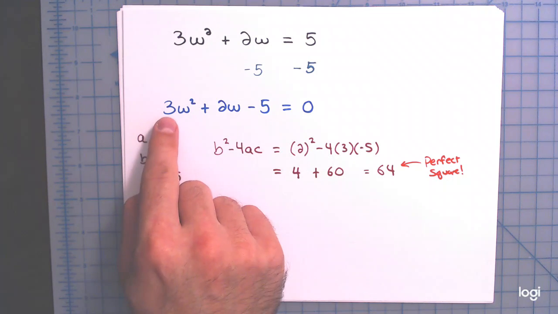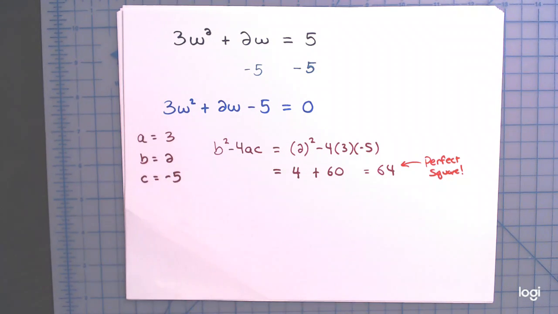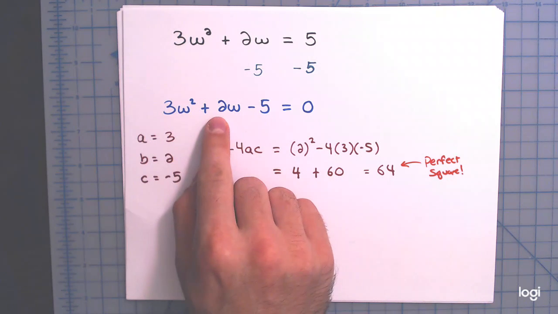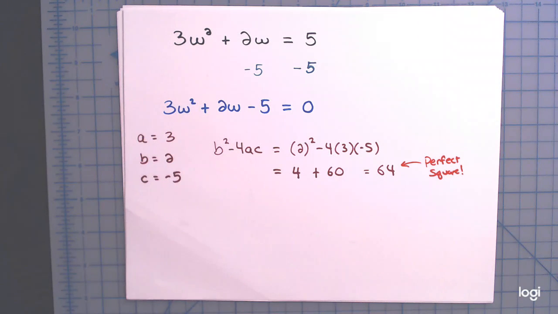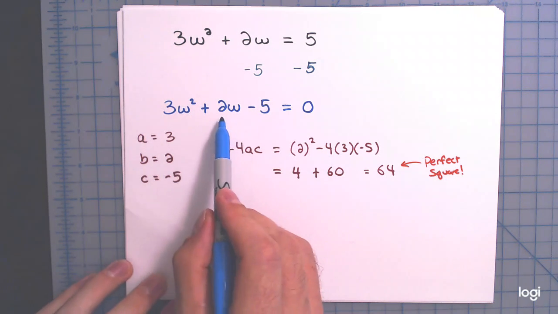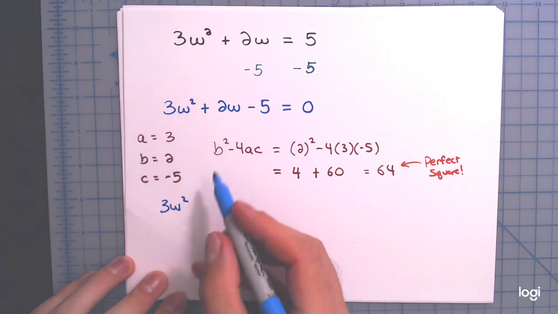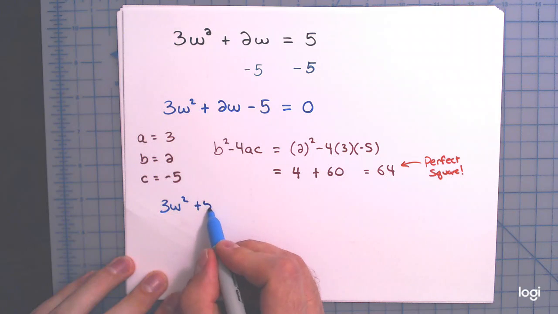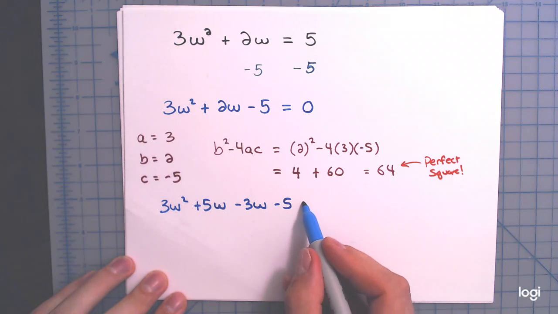Or remember, I take the lead coefficient 3 times the constant term, the last coefficient, negative 5. 3 times negative 5 is negative 15. And then you think of factors of negative 15 that would have a sum of positive 2, the middle term, the b. And that would be positive 5 and negative 3. Then I would rewrite that middle term like this. We'd have 3w squared, plus 5w, minus 3w, and then you have the minus 5 equals 0.